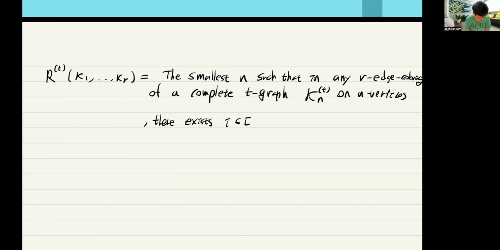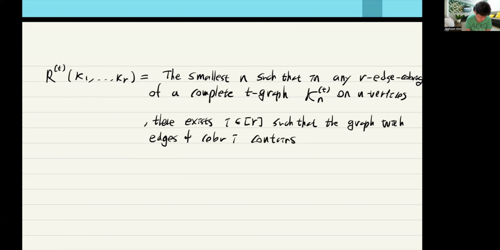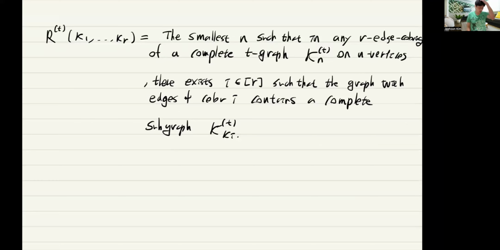There is just some i such that the graph with edges of color i contains a complete subgraph. Of course, this is a t-uniform subgraph on k_i vertices. So that's analogous to the previous setting.